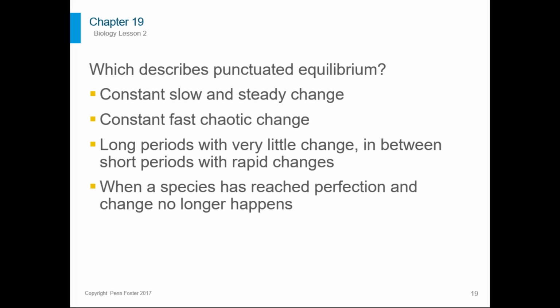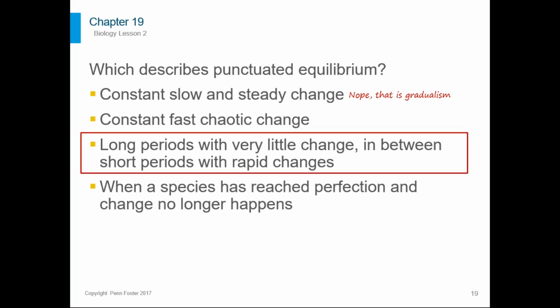So punctuated equilibrium. Is it constant, slow and steady change? No, that is gradualism. Is it constant, fast, chaotic change? Well, no, that actually doesn't really happen. How about long periods with very little change, but in between there's short periods with rapid change? That's it. Okay, so again, slow, steady, constant change is gradualism. Staying the same for a long time and then having quick periods of a lot of change is punctuated equilibrium.